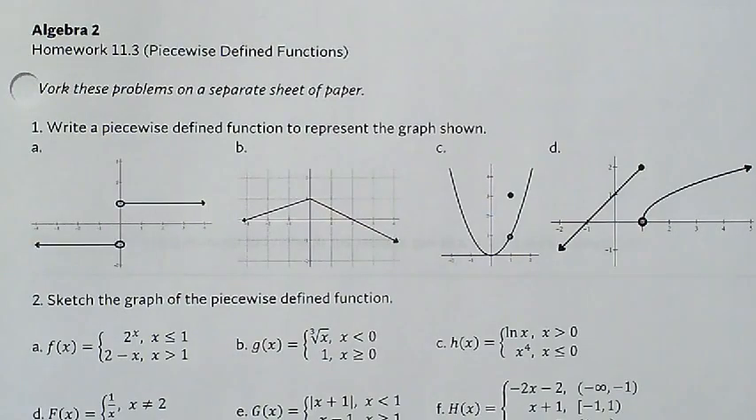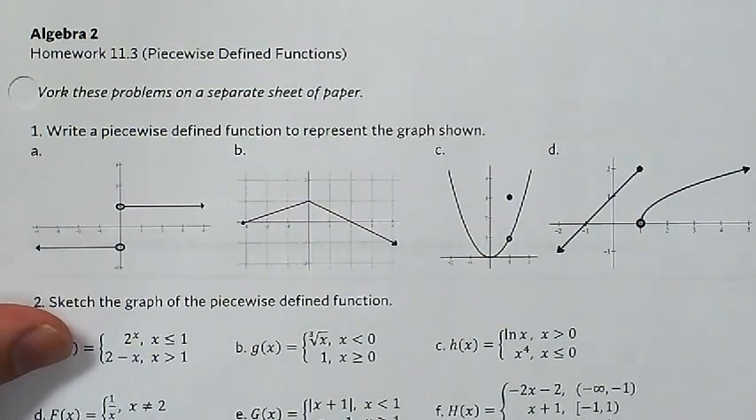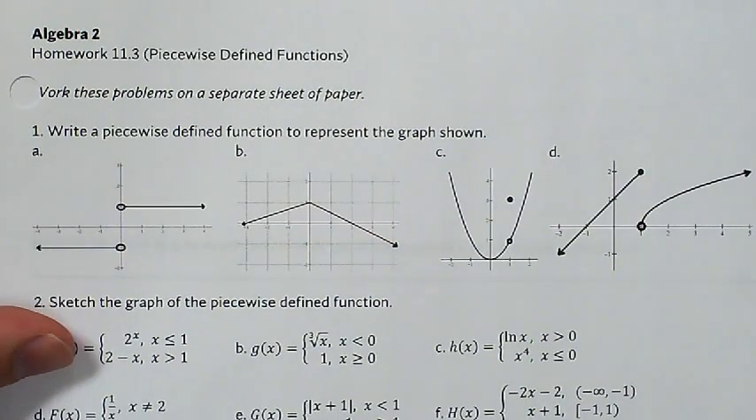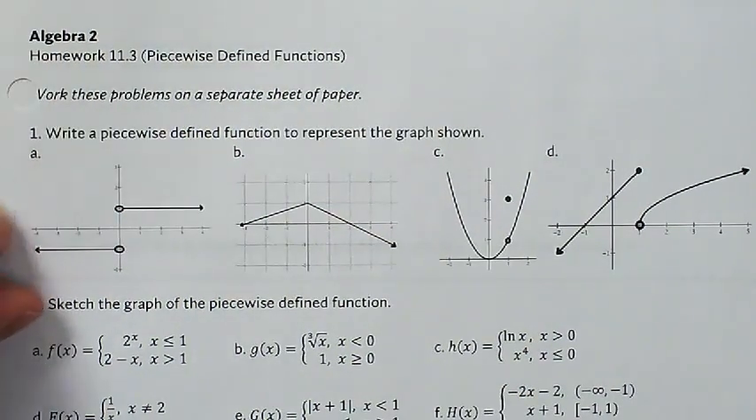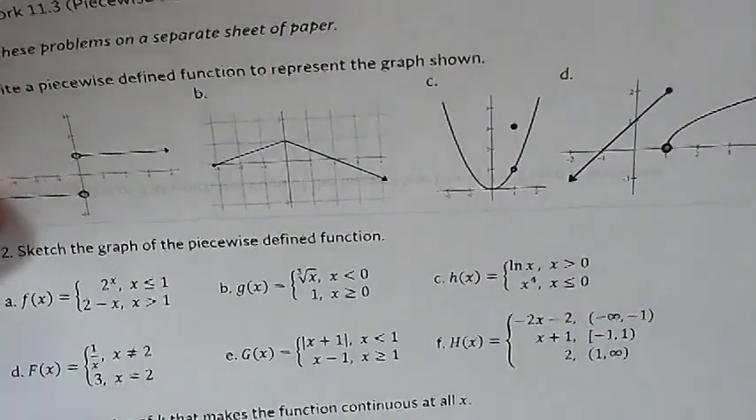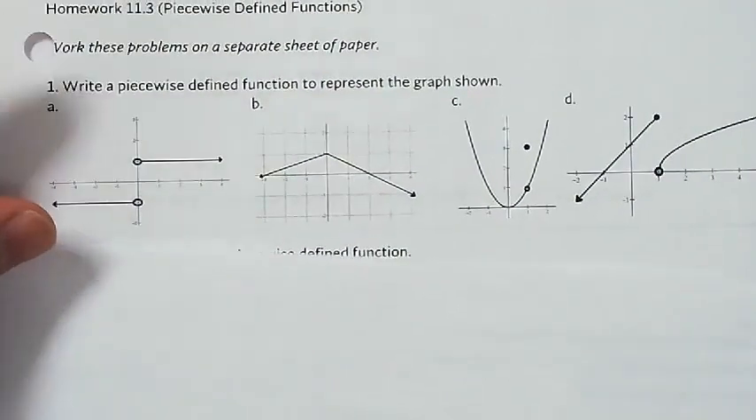All right, welcome. In this video, we're going to be working Algebra 2 Homework 11.3, which is mostly about functions that are defined in pieces, but also we're going to start getting you reviewing how to find an inverse function, kind of getting towards that test coming up. So we're going to write a piecewise defined function for all four of these graphs.